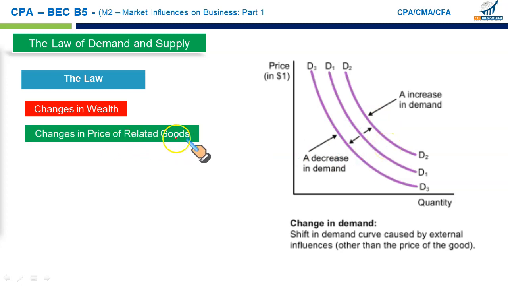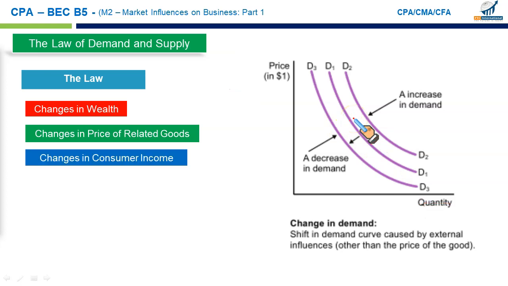Changes in the price of related goods. Let's say we have cars on the x-axis. If the fuel becomes cheaper, if the fuel price falls, the cars will become more affordable, so the demand for cars goes up. Conversely, like right now in my country, the fuel prices have gone enormously high. So the high fuel prices will discourage the purchase of vehicles, so the demand for motor vehicles will fall.